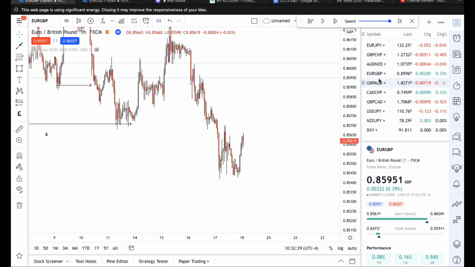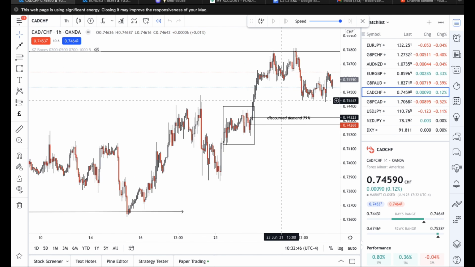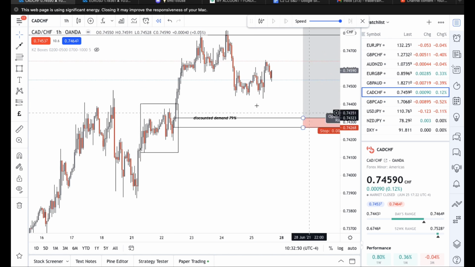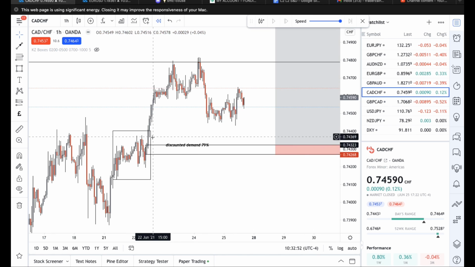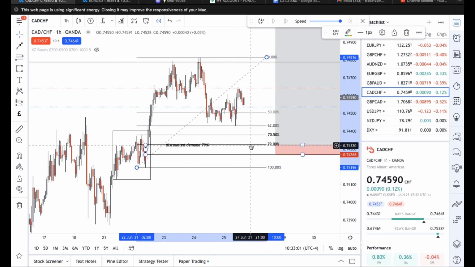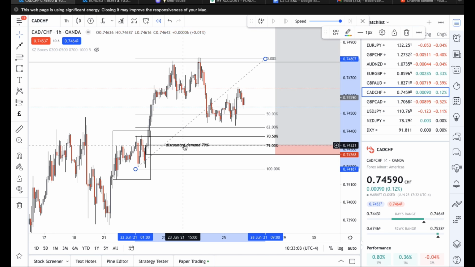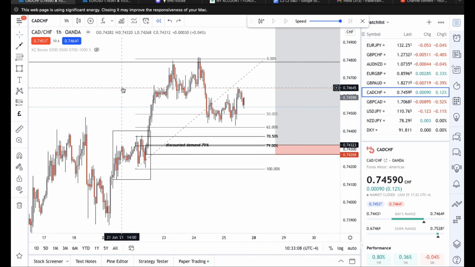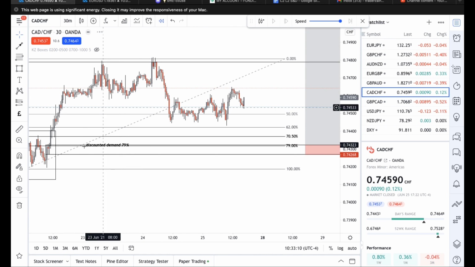And let's go for one more example. CADCHF, do we have anything for that? No, I didn't take a trade yet, but I'm looking at this setup. Why am I looking at this setup? Simple. We have imbalance. We got that break of structure, right? And if we fib it up from the low to the high, what can we identify? A discounted demand, right?